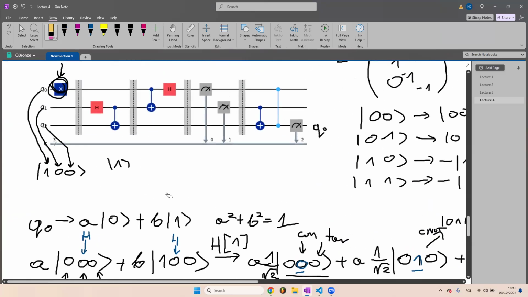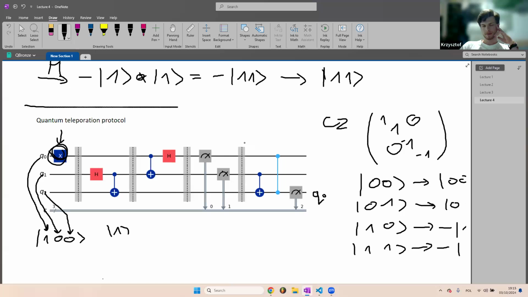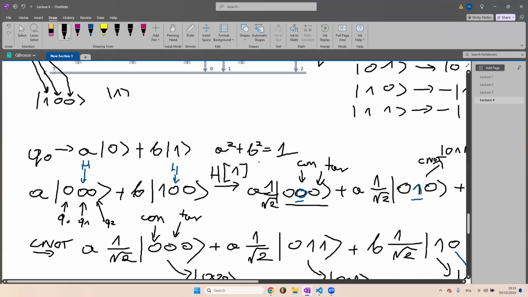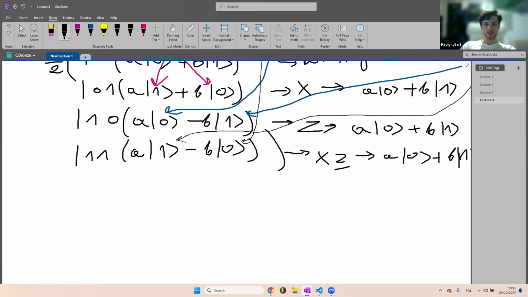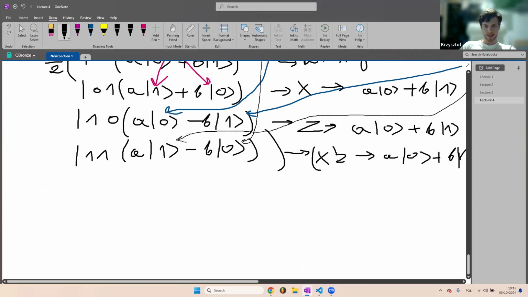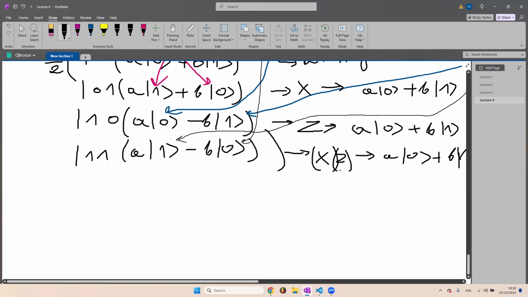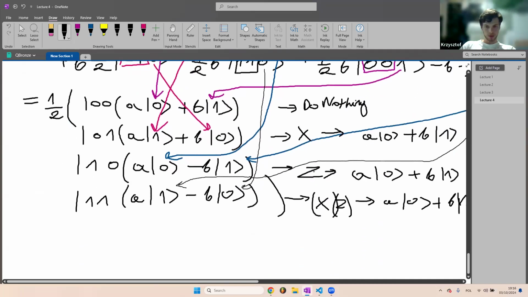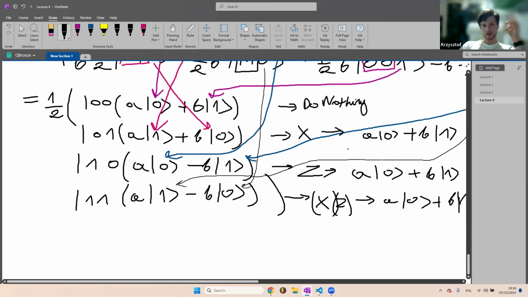You have here XZ, and here you say CZ. Control Z, yes. And is this the same as the one at the bottom, like the superposition of X and Z? This one, yes. I mean, it's not the same. It's like two gates applied in order.